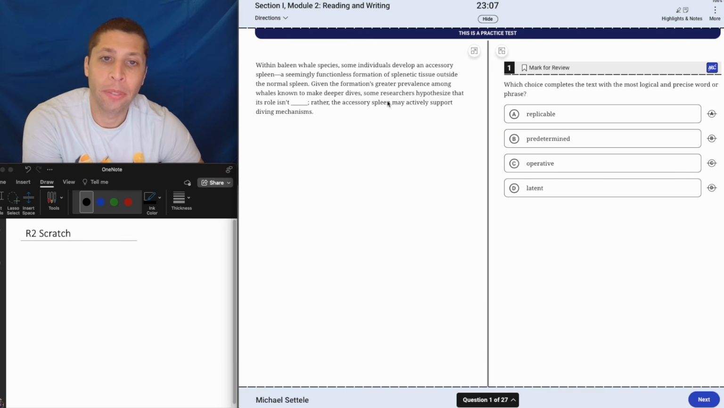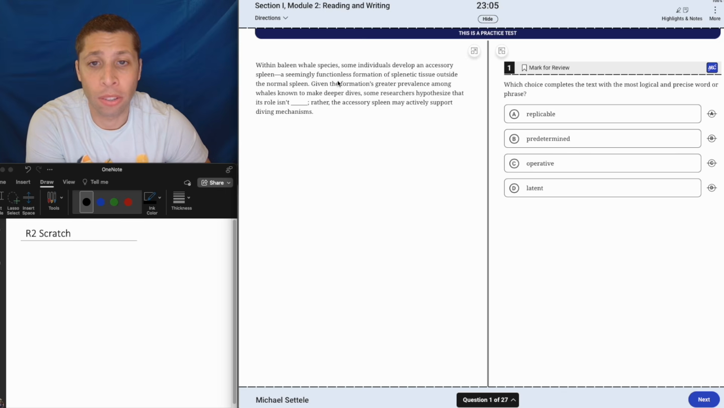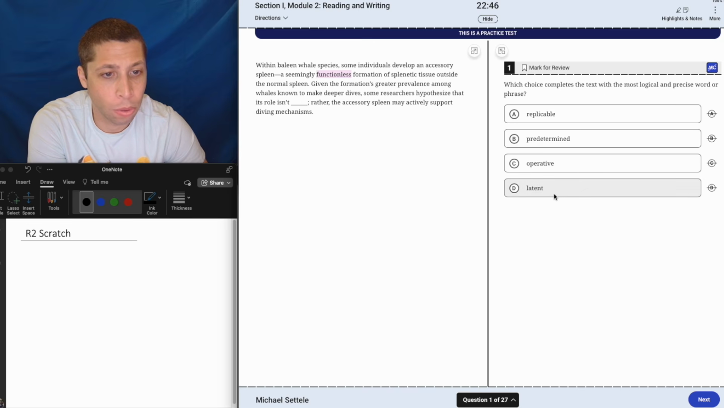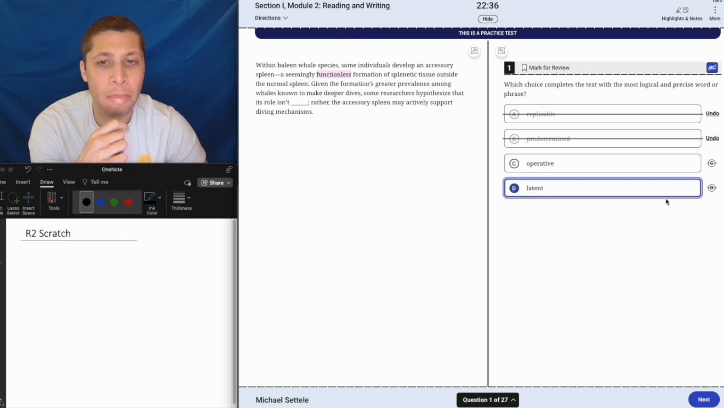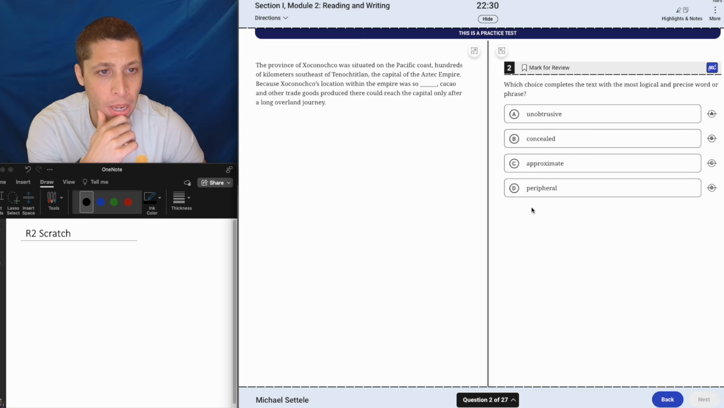Within baleen whale species, some individuals develop an accessory spleen, a seemingly functionless, this is going to be important, formation of splenetic tissue outside the normal spleen. Given the formation's greater prevalence among whales known to make deeper dives, some researchers hypothesize that its role isn't functionless. Rather, the accessory spleen may actively support diving mechanisms. So it's not functionless, it has a use. So it's not, replicable means to copy, predetermined means that they decide something beforehand. Operative means functioning. So latent means it's not really being used. So functionless. Yeah. I think I've seen that question before.